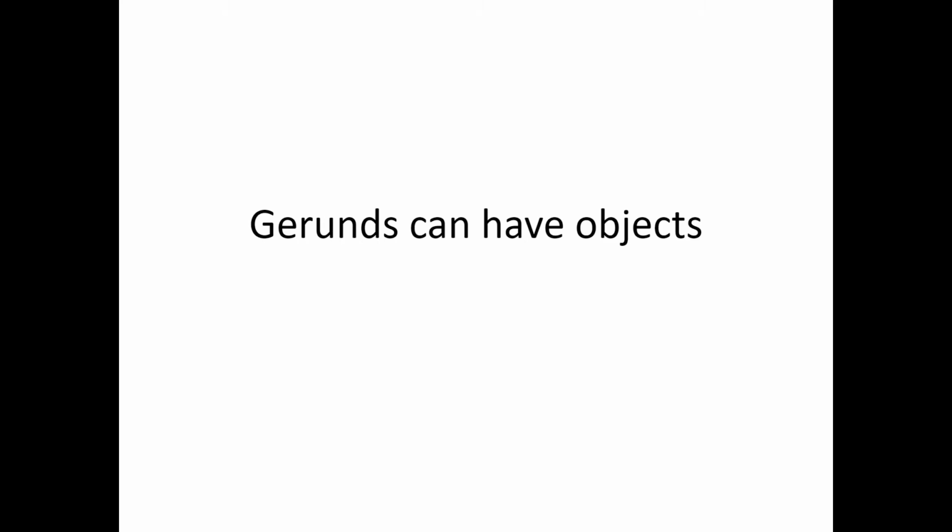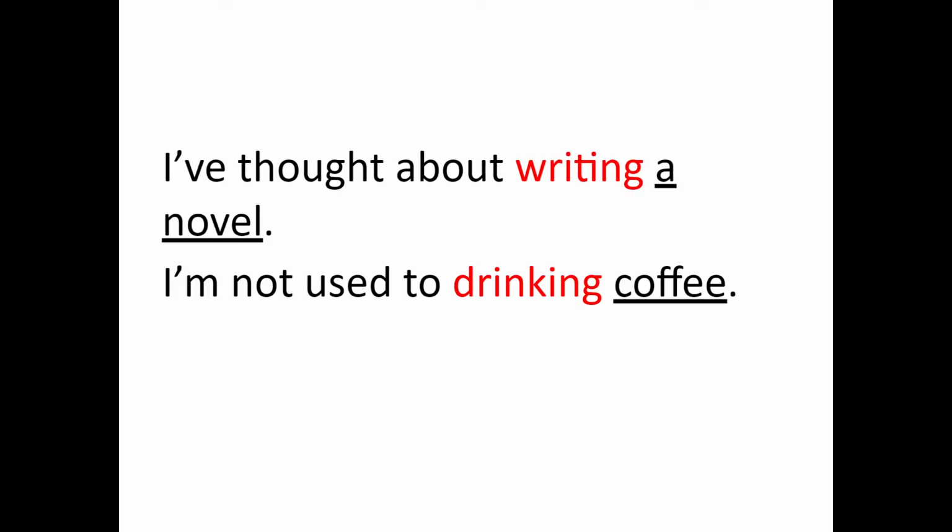Now, I've said that gerunds are verbs that act as nouns, but they're not exactly the same as nouns. There are a few differences, and one of them is that gerunds can have objects. In fact, we just saw a couple of those in the previous examples. I've thought about writing a novel. So writing is the gerund, and a novel is the object of the gerund. Or I'm not used to drinking coffee. Again, drinking is the gerund, coffee is the object.